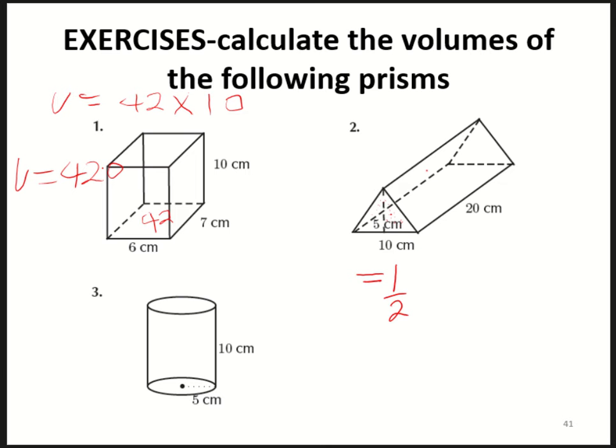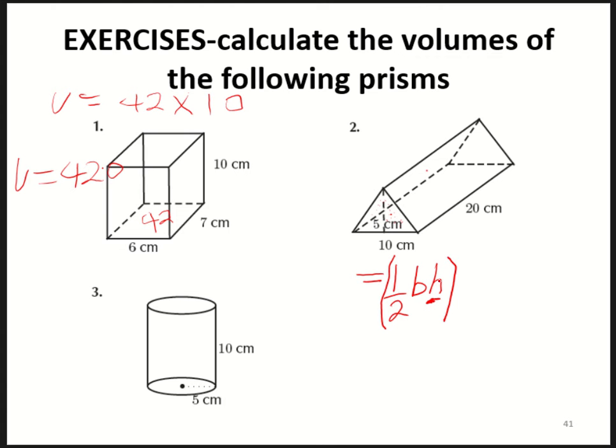base times height. You will simply multiply this by base times height. A lot of you guys confuse this height as though it is the height of the prism. Please note that this height is simply the height of the triangle.